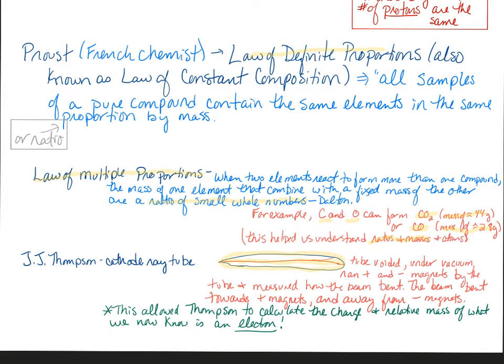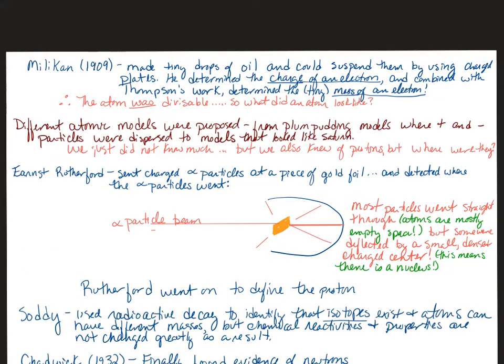So J.J. Thomson ran positive and negative magnets by the tube and measured how that beam of electrons bent. And what he found is that the beam bent toward positively charged magnets and away from negatively charged magnets. Well, the reason why is because it was an electron, and this allowed Thomson to calculate the charge and the relative mass of what we now know as an electron. Okay, as time progressed, more information was known.